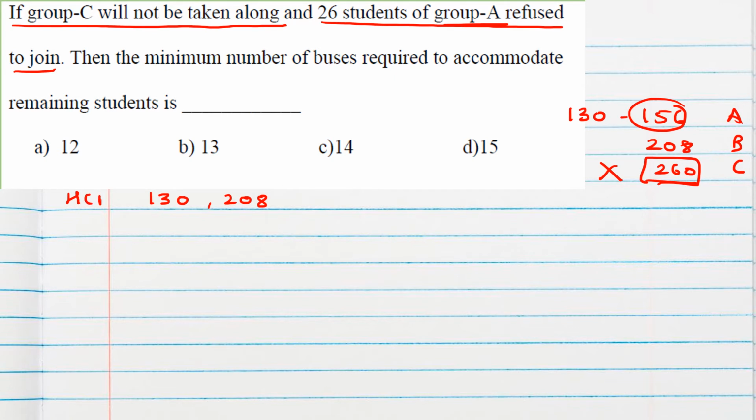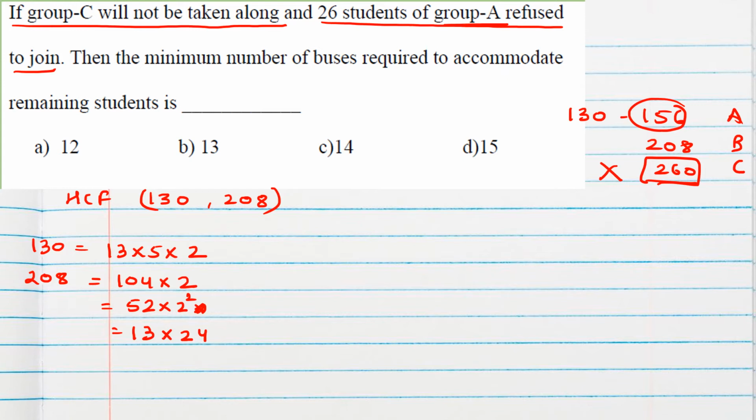Okay, so now we will find the HCF of this. So 130 we can write as 13 into 5 into 2, and 208 also we can write as 104 into 2, so 52 into 2 square, so 13 into 2 power 4. So HCF will be, common factor is 13 with least power 1. Here common factor is 2 with least power 1. So 26 is the HCF.